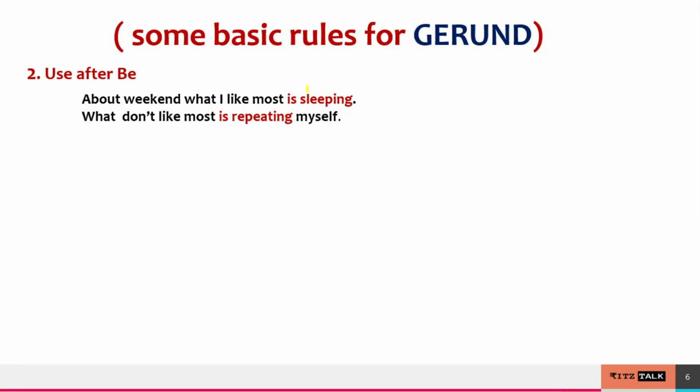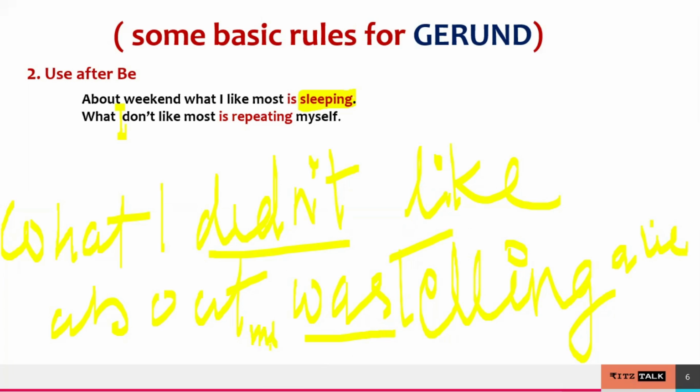So सोना is here. It is used not as a verb and it is not used as a subject, but it is being used as an object. ठीक है? So this is a gerund. It is used as a gerund here. What I don't like most is repeating myself. वो खुद को repeat करना मुझे पसंद नहीं है. What I did not like about me was telling a lie, right? So here it is be and here it is gerund. Yes. Okay? It's a good example.